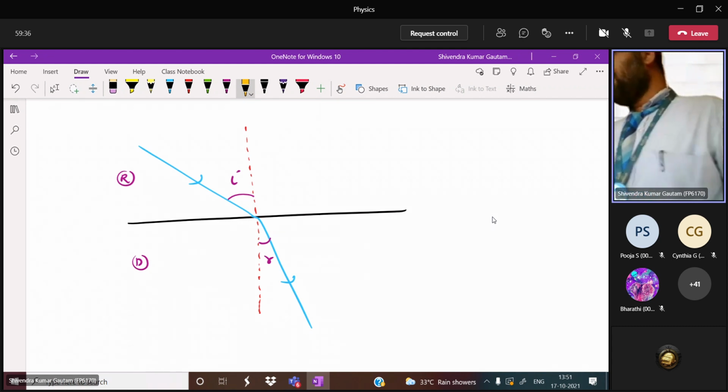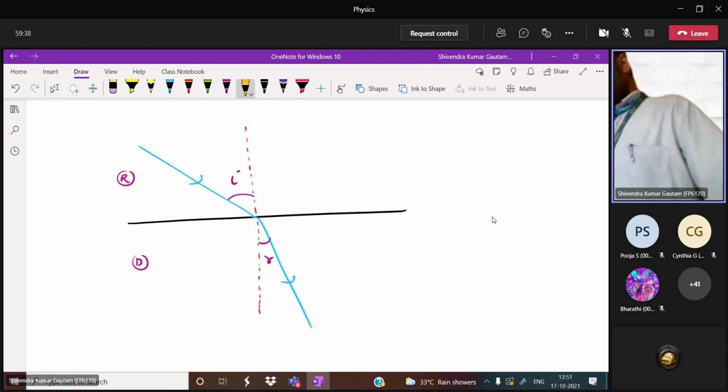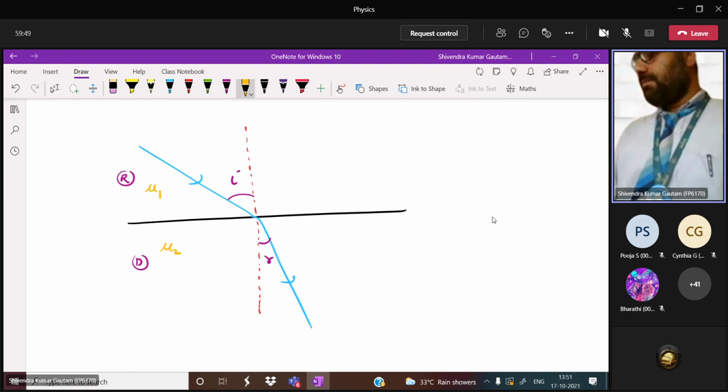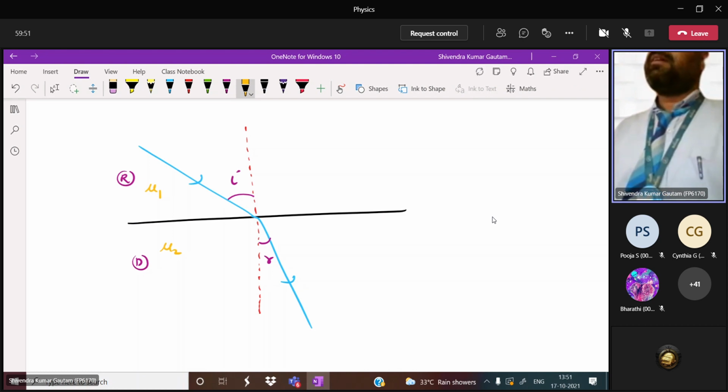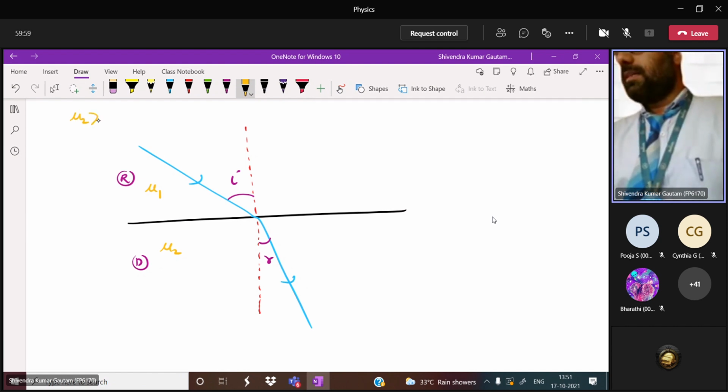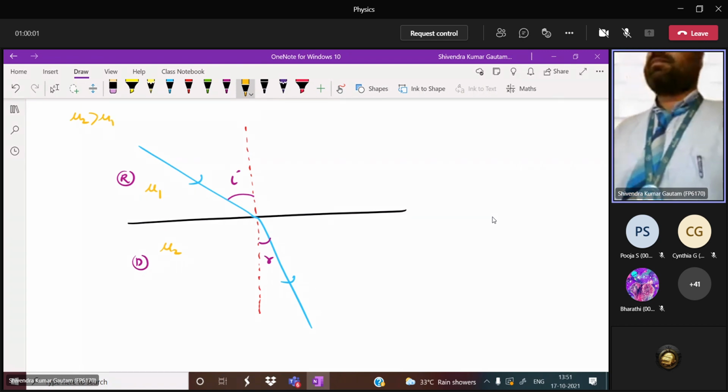This is I and this is R. See everybody, this is the rarer medium, the second one the denser medium. Here, suppose the refractive index is mu1, and here the refractive index is mu2. Which is greater? Mu2 is greater than mu1, because a denser medium means the refractive index is more and the speed is less. So mu2 is greater than mu1. This I considered in this case.